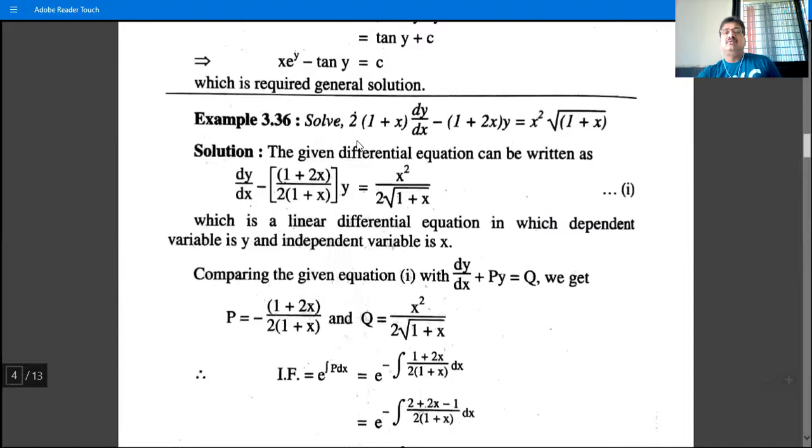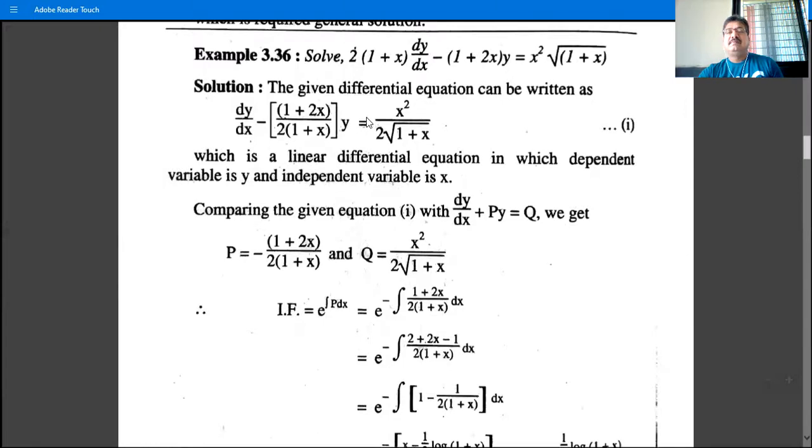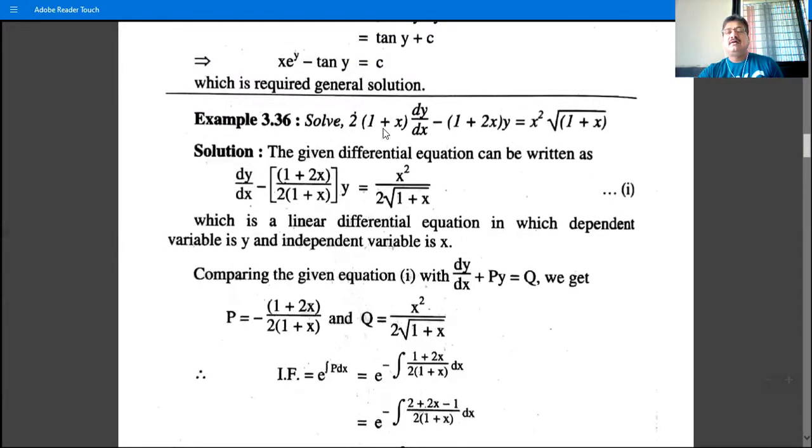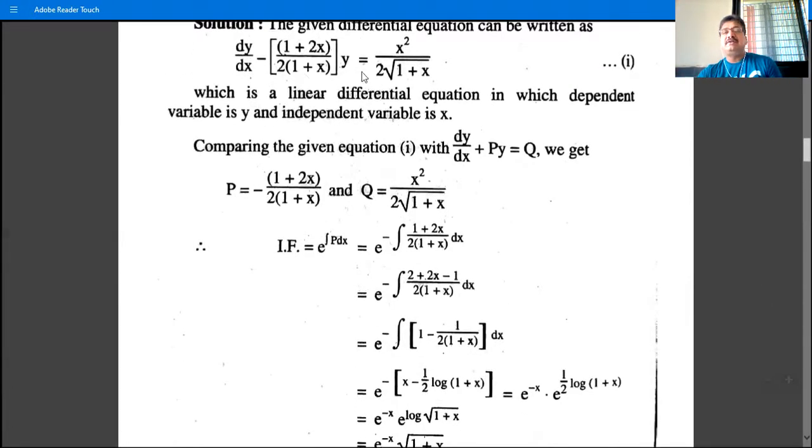Next example, solve 2 into bracket 1 plus x divided by x minus this is equal to this. After simplification, that is dividing by 2 into 1 plus x throughout, we have dy by dx minus (1 plus 2x) divided by 2(1 plus x) into y is equal to x square root 1 plus x divided by 1 plus x. That is, root 1 plus x divided by 1 plus x is 1 by root 1 plus x. And this is a linear differential equation of the form dy by dx plus P(x) y is equal to Q(x), where P(x) is minus (1 plus 2x) divided by 2(1 plus x), and Q(x) is this.